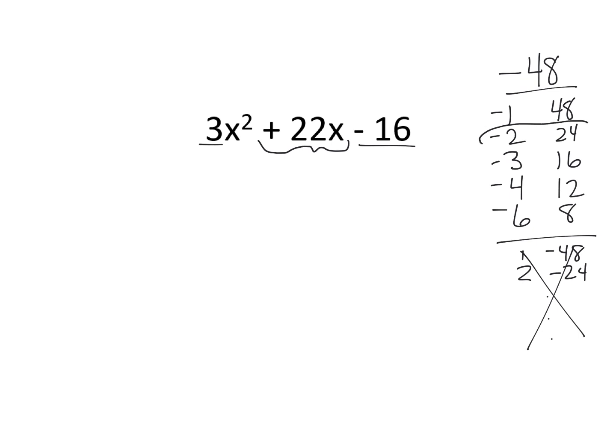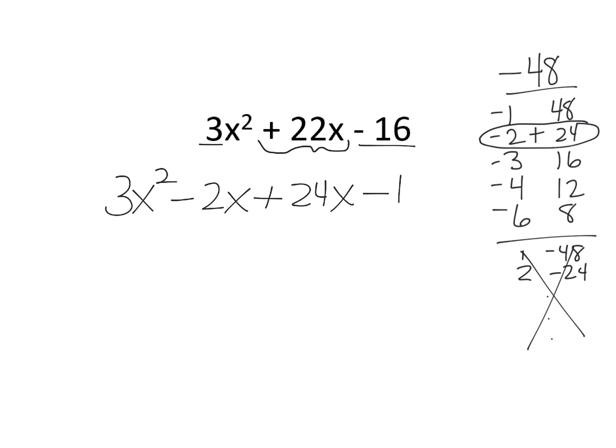Well, if you saw this, you are correct. If I put a little plus sign there. All right. 3x squared minus 2x plus 24x minus 16. Again, I've done the first term and the last term, and I'm just replacing the middle term. Split them in half. Bam.